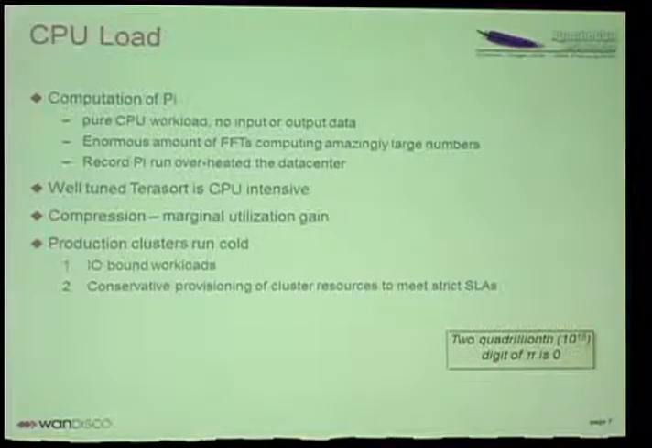So is everything so bad? Have we ever seen CPU intensive utilization? Of course we did. So computation of Pi has virtually zero input and very little output data. It's a lot of computation. It's an enormous amount of fast Fourier transforms that compute amazingly large numbers, and in the end give you one digit after months of computation. So we have seen that when Nicholas started run of his record Pi computation, they literally heated up the data center cluster, and it reached some critical levels at that point.